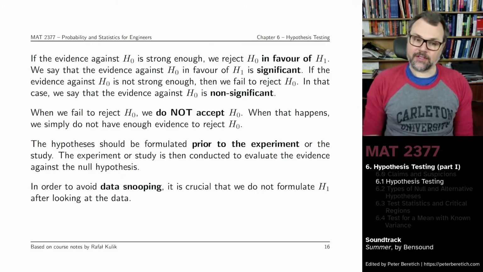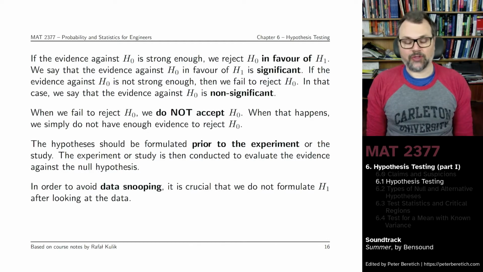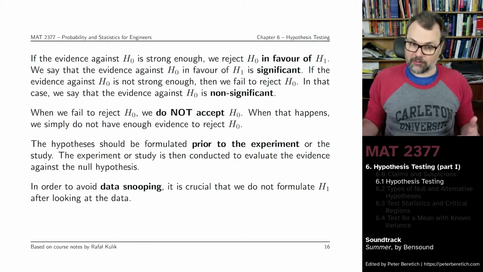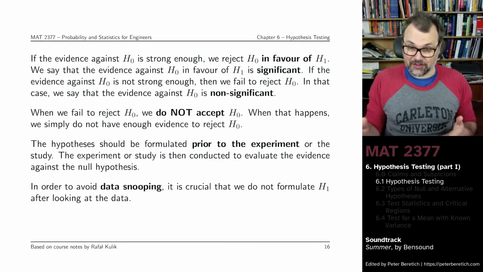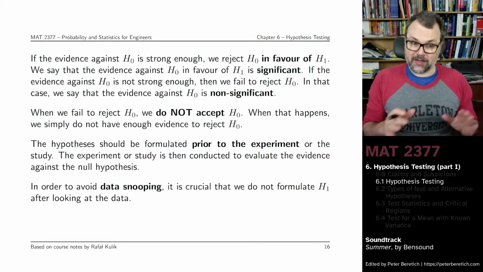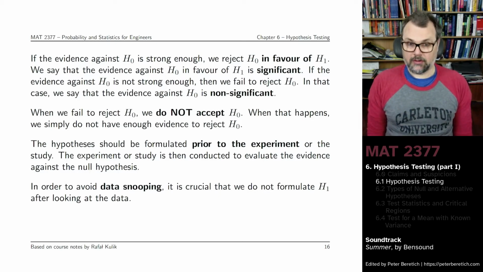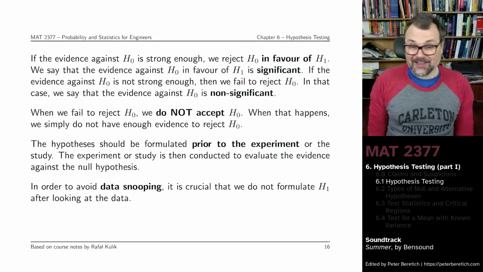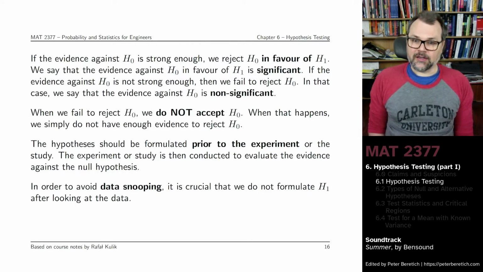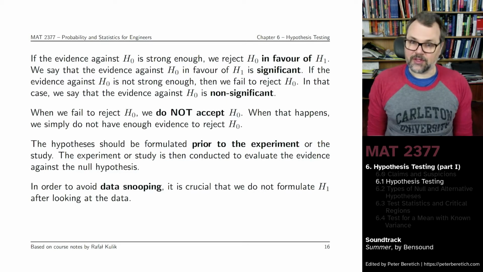Whatever hypotheses you will be testing for, they should be formulated prior to the start of the experiment or the study or the data collection process. You run the experiment, you collect the data, you look for observations to evaluate the evidence against the null hypothesis. If you don't do that, then you run the risk of data snooping: using the data to tell you what it is that you should look for, then testing for that thing in the data. Surprise, you're going to find that it's there. You can't do that. This isn't something that you can do in statistical analysis. You have to formulate H1 before you look at the data.